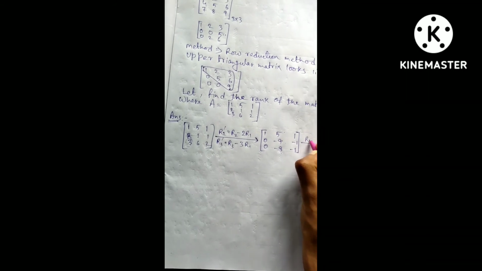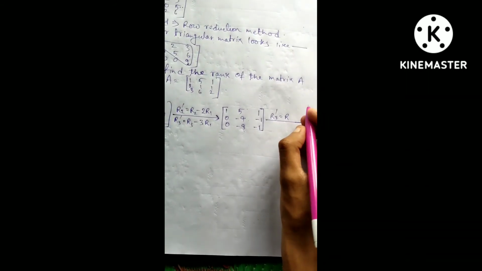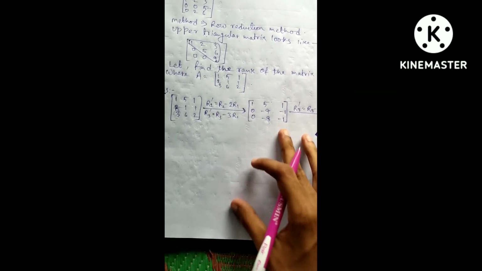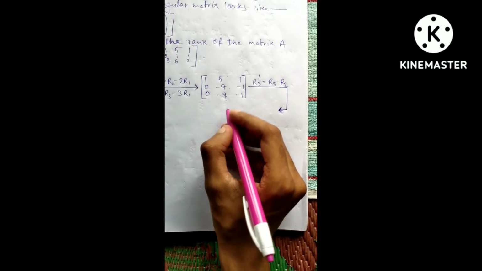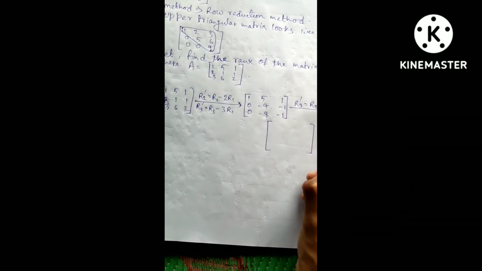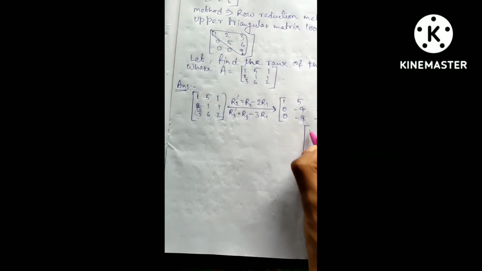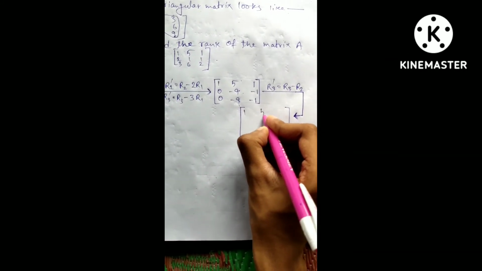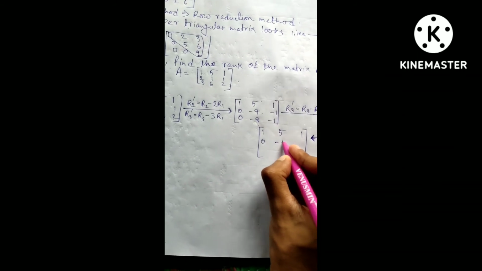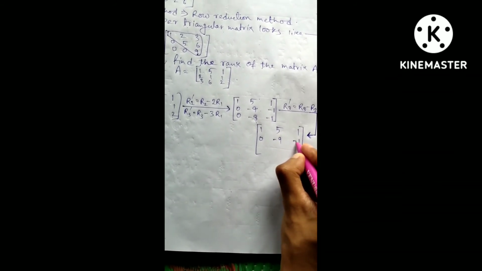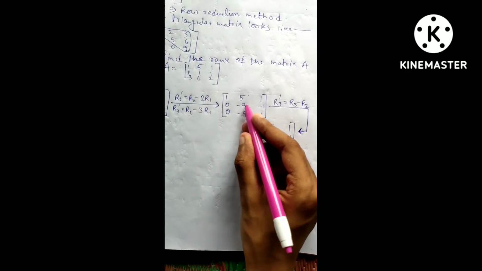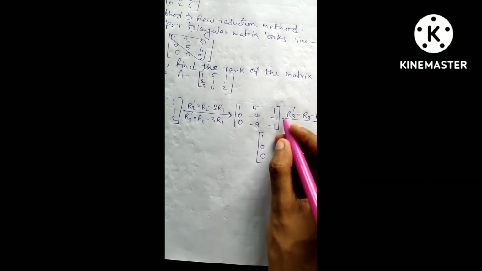Let the operation be this. So the new matrix stands 1 5 1, 0 -9 -1, 0 minus 0, so 0, -9 minus of -9, so 0, -1 minus of -1, so 0.